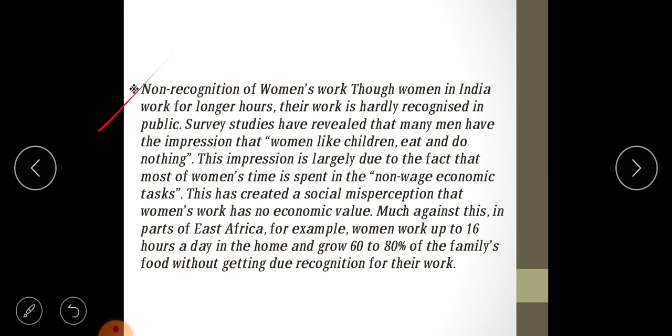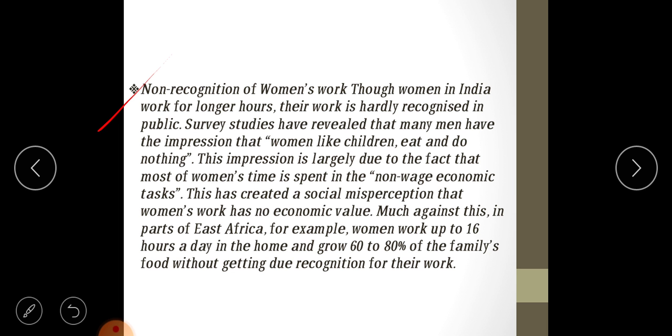This has created a social misperception that women's work has no economic value. Much against this, in parts of East Africa, for example, women work up to 16 hours a day in the home and grow 60 to 80% of the family's food without getting due recognition for their work. This point says that non-recognition of women's work, even though they work longer hours and work hard, is not considered by society.